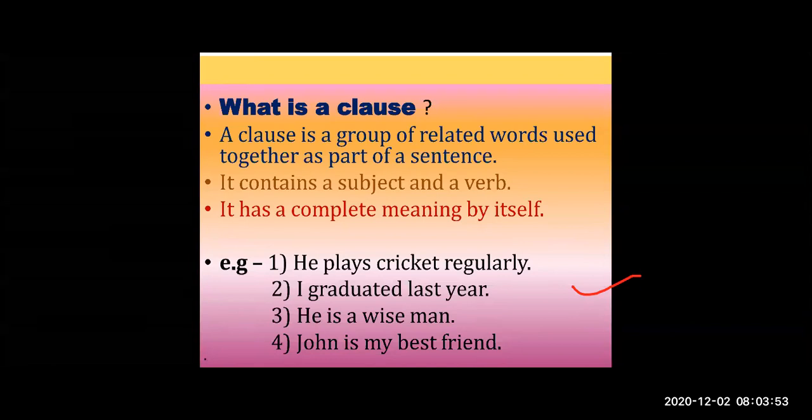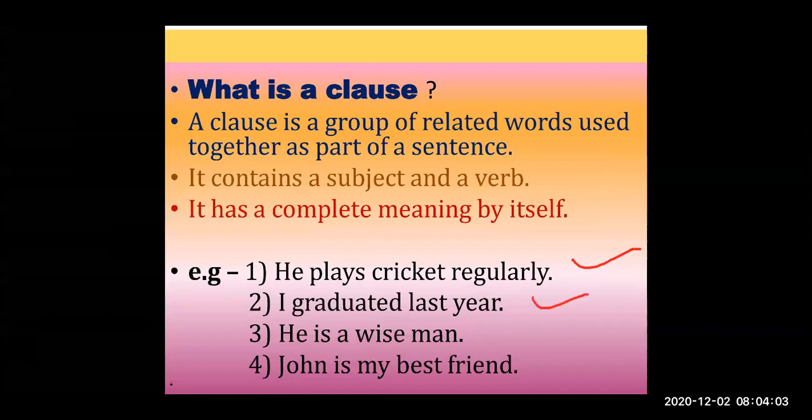Second example is, I graduated last year. Now, in this sentence, I is the subject and graduated is the verb. So again, there is a subject plus verb combination and it has a complete meaning. So this also is an example of clause.